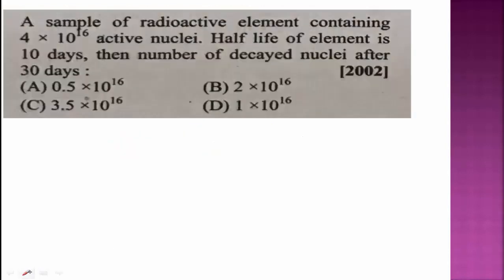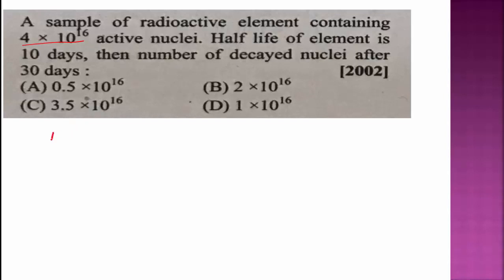The next problem is: a sample of radioactive element containing 4 × 10^16 active nuclei. The half-life of the element is 10 days. Then the number of decayed nuclei after 30 days.